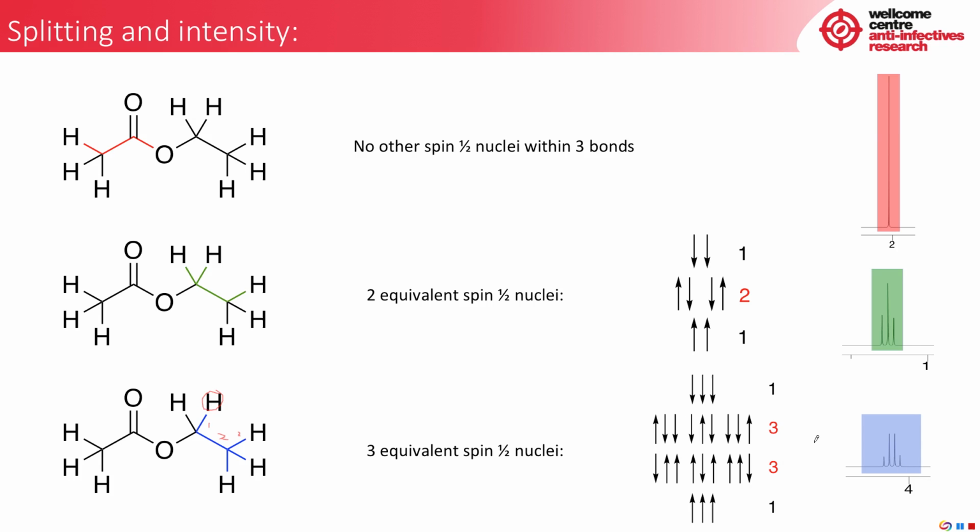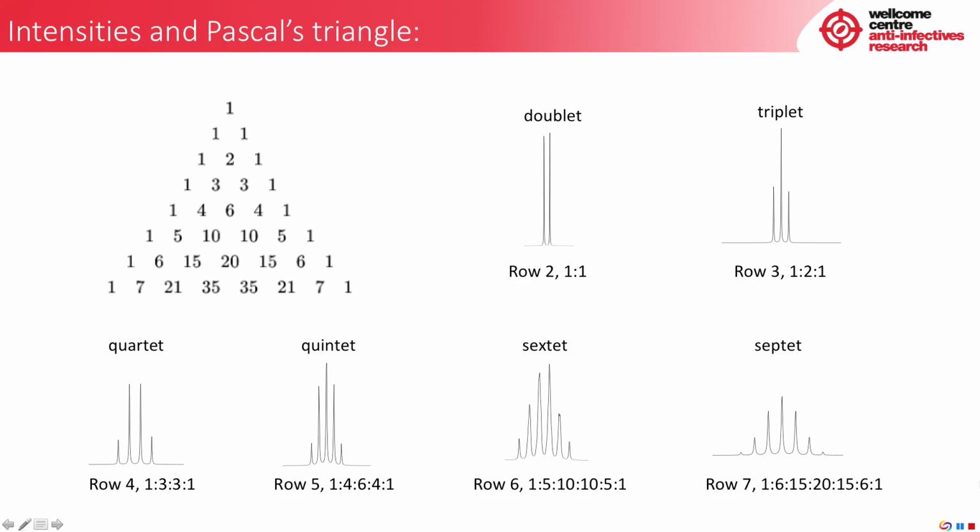Now, we really don't want to have to construct spin diagrams every time we need to understand an intensity pattern. Fortunately, we don't have to. We can use Pascal's triangle. So this is a scheme where the sum of the 2 numbers directly above gives the number below. So if you want, you can draw in 0 here. 0 plus 1 gives 1. 1 plus 1 gives 2. And so on. 4 plus 6 give 10.